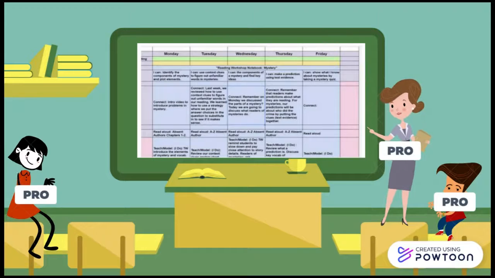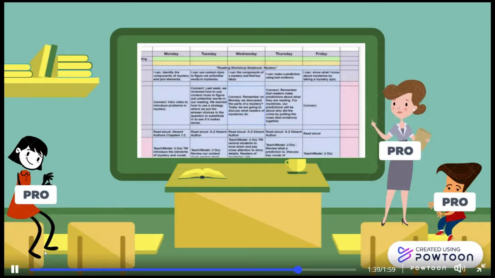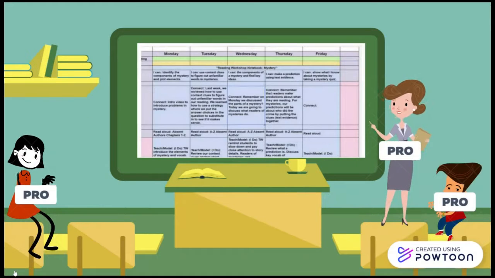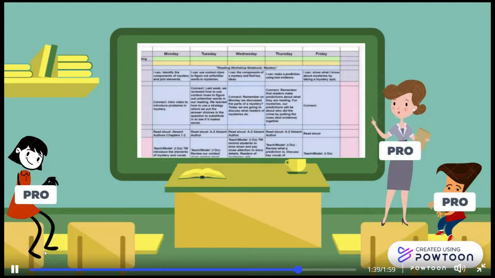Week 1. Reading Workshop Notebook, Mystery. Students can: Monday, identify the components of mystery and plot elements. Tuesday, use context clues to figure out unfamiliar words in mysteries. Wednesday, identify the components of a mystery and find key ideas. Thursday, make a prediction using text evidence. Friday, show what I know about mysteries by taking a mystery quiz.